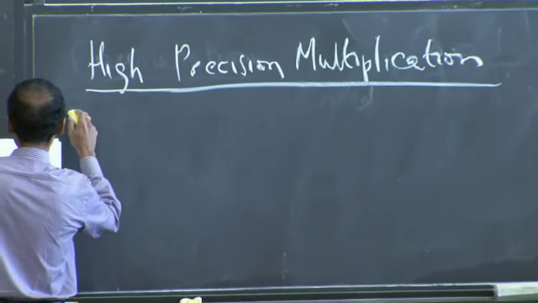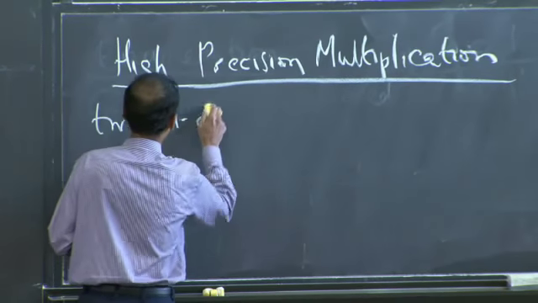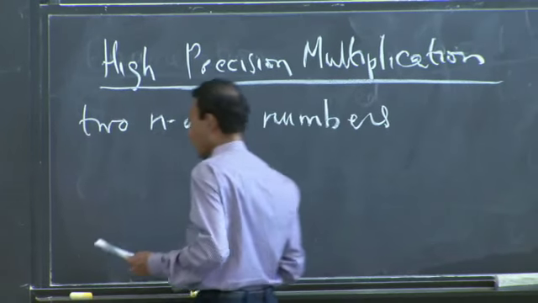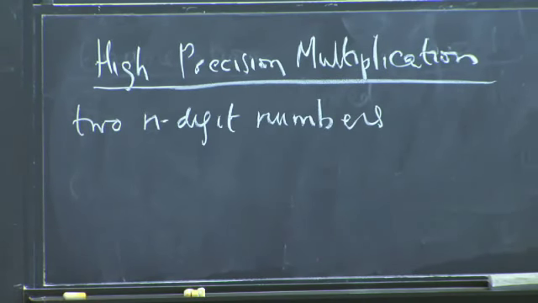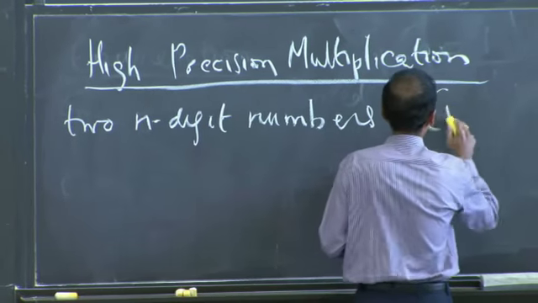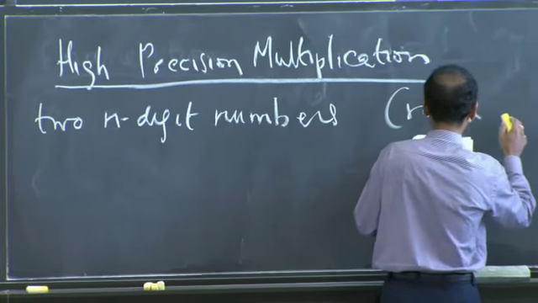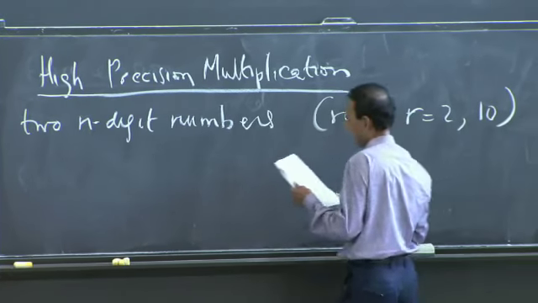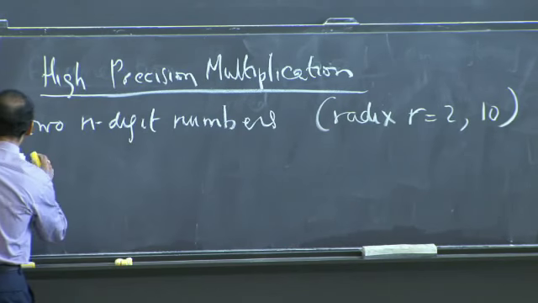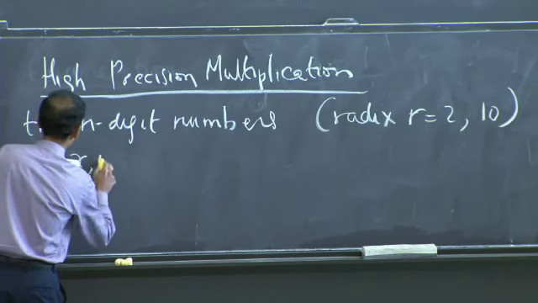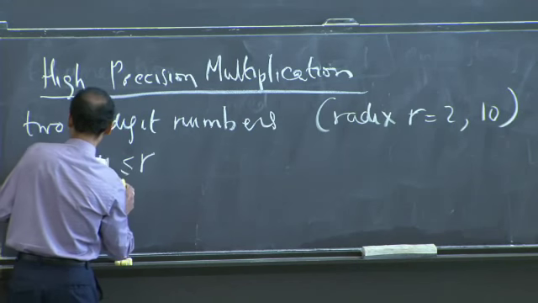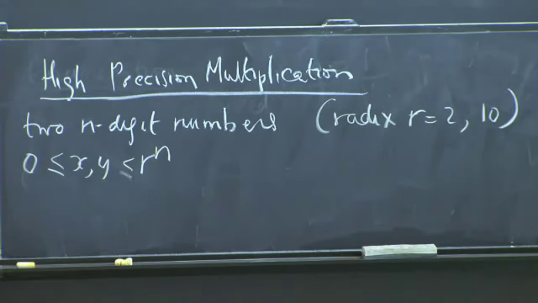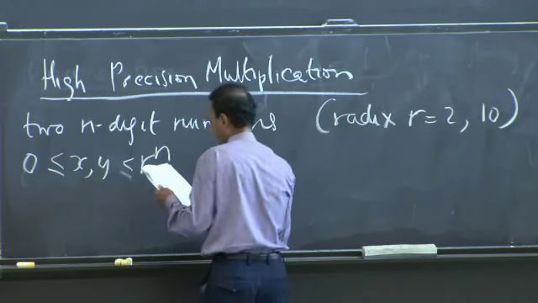So I have two n-digit numbers, and the radix, the base, could be 2 or 10, normally; it doesn't really matter. 0 is less than x, less than y, strictly less than r raised to n. That's standard for the ranges.